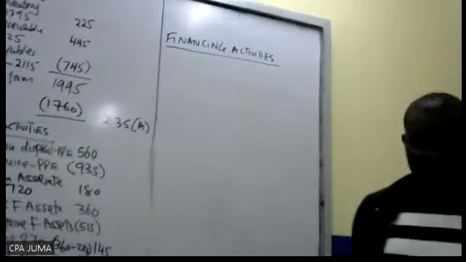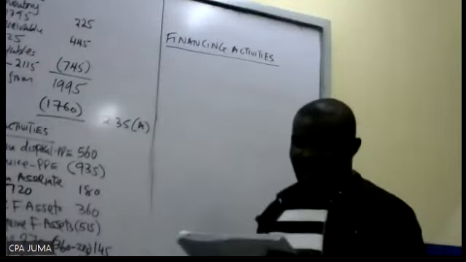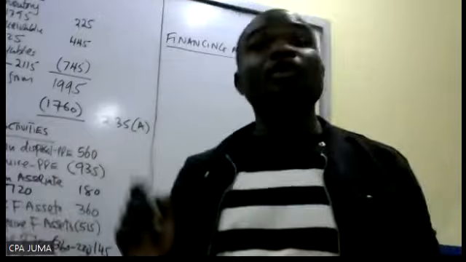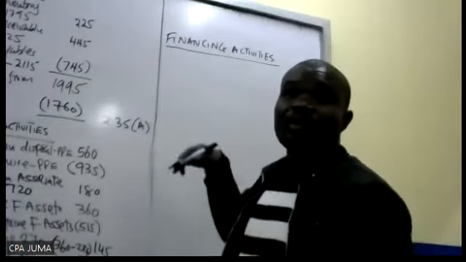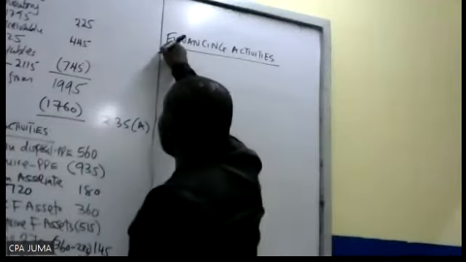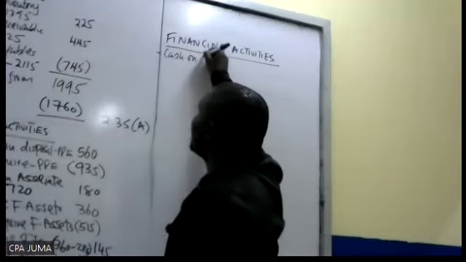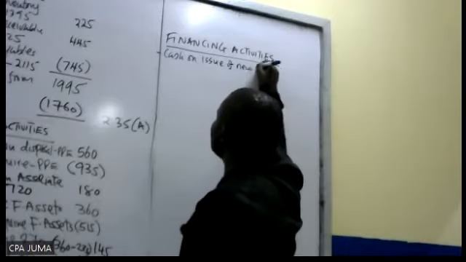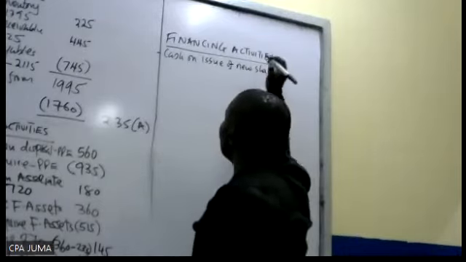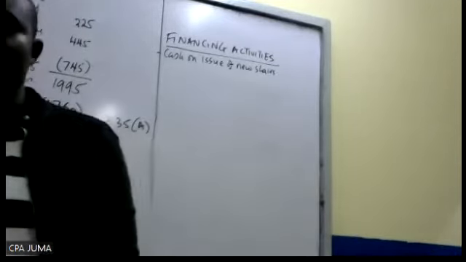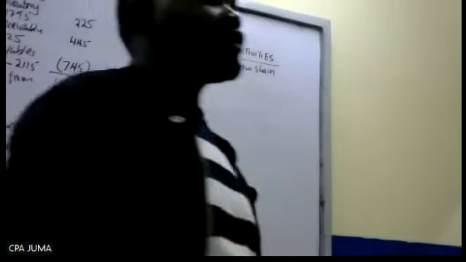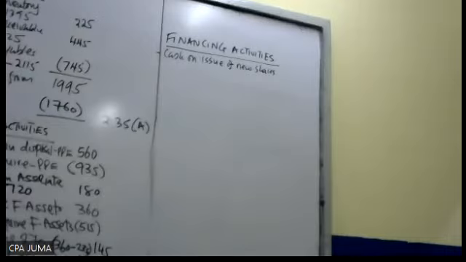Under equity, are you seeing ordinary share capital? Once you see that ordinary share capital, just write, even if it is only if any, cash on issue of new shares. I'll tell you how it comes across. Cash on issue of new shares.